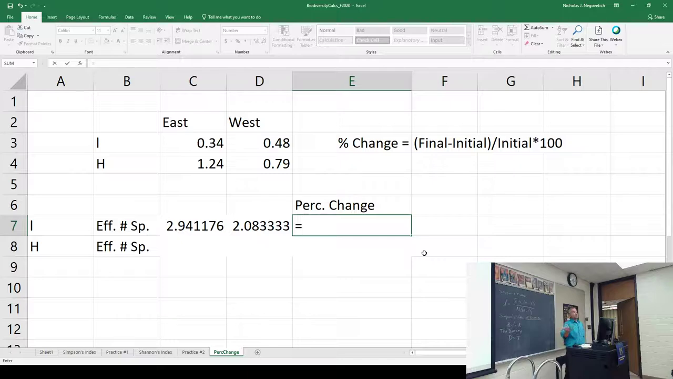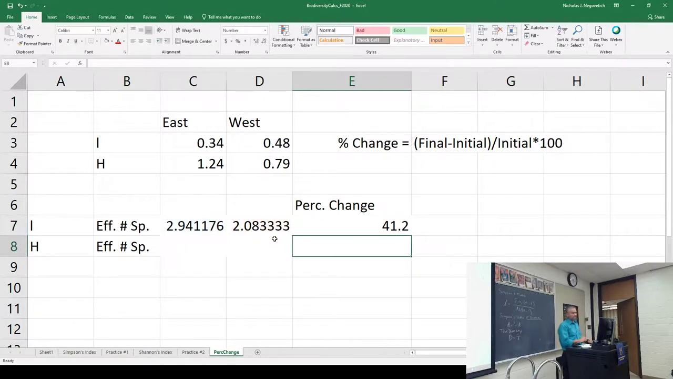Now, that's for our percentage change. For this, we're always going to ask how much more diverse is something. So what I like to do is use the larger value minus the smaller value divided by the smaller value. So I'm going to use parentheses, my larger value minus my smaller value, divided by my smaller value, and I'll multiply by 100 so that we get a percent. So 41.2%. So east quad, according to Simpson's index, is 41.2% more diverse than the west quad.